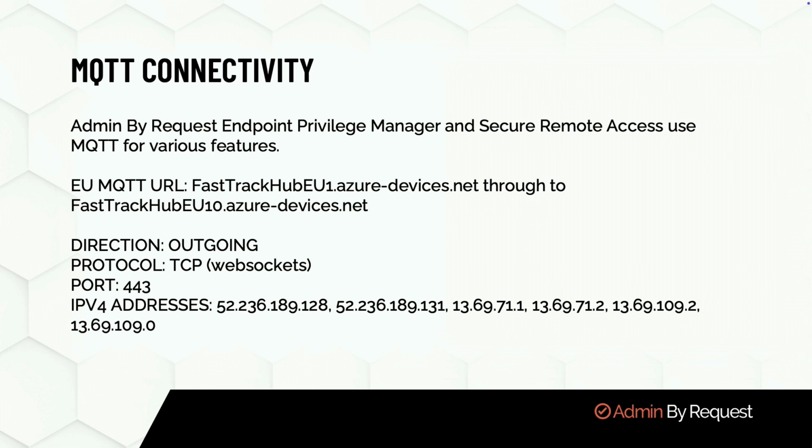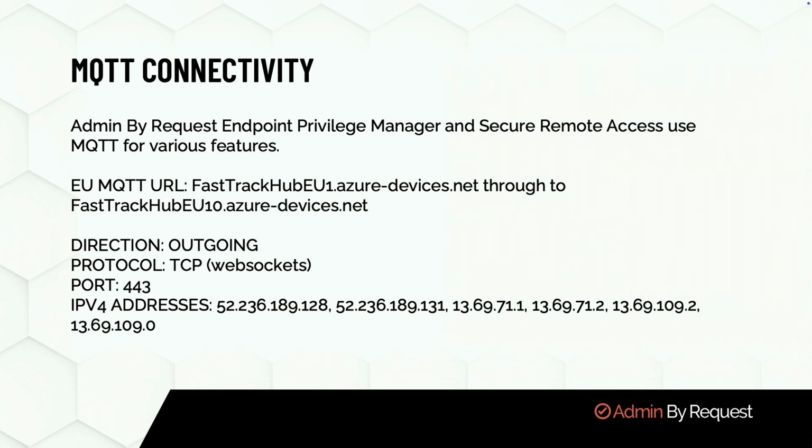With the EPM, I would say that the MQTT stuff is sort of optional, but you really should get it working. There are a few ways you can tell that it's not working that I'm going to show you. To get it working, for the EU tenant guys out there, you would need to get those Fast Track Hub EU 1 through to 10. That's 10 URLs, however not 10 unique IP addresses. You can see the IP addresses down there, so you need to get those IPs in. They're TCP, port 443, and it's WebSockets. WebSockets might be important if you're using something like a Zscaler.